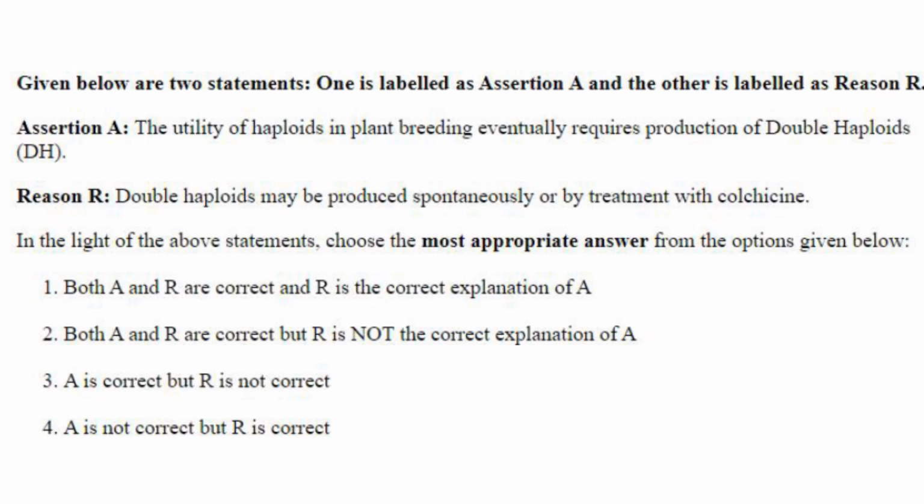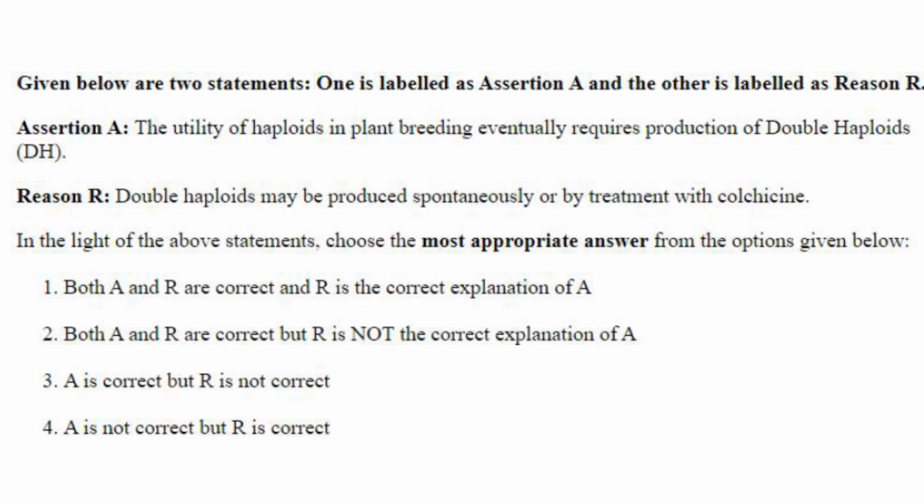Assertion: the utility of haploids in plant breeding eventually requires production of double haploids. That is correct, because haploids are sterile and have genetic instability and limited seed production. So haploids need to be converted to double haploids and only then used in plant breeding.